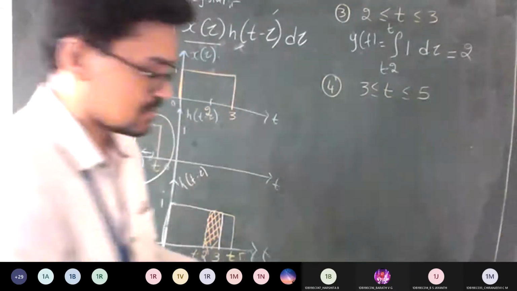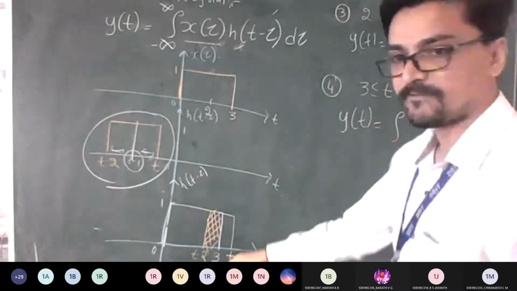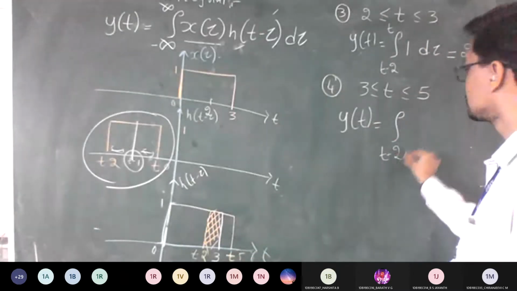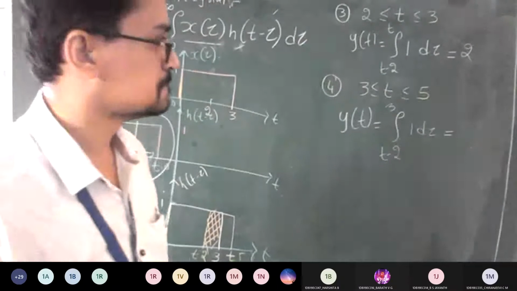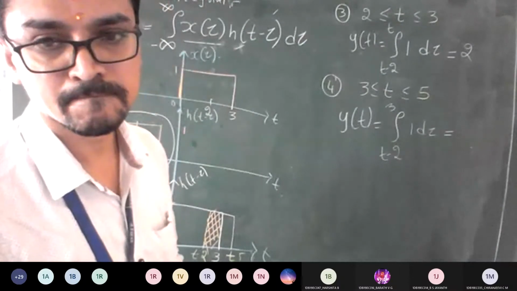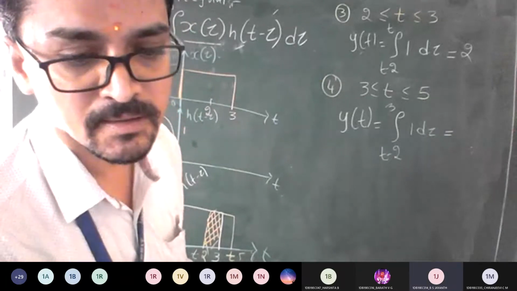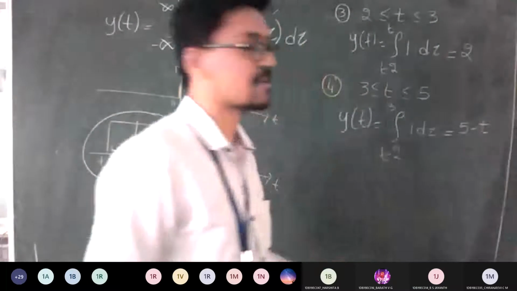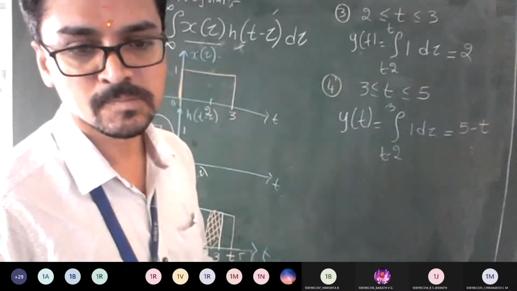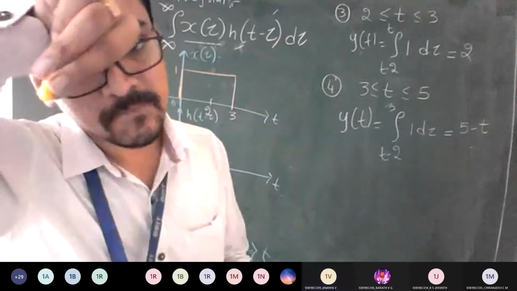So from this, what is my y of t, guys? y of t is equal to the integration varying from t minus 2 to 3. What is the answer? Apply the integration. How much? 5 minus t, sir. 5 minus t. Okay, good. So everyone got the same answer or not? Is that okay, guys? Clear? Yes, sir. Good.